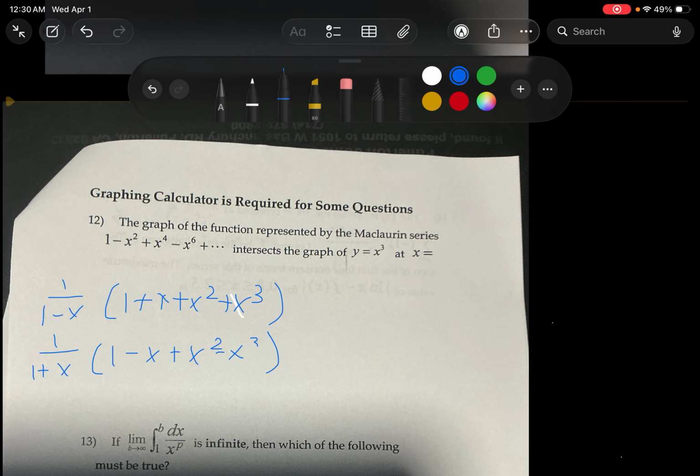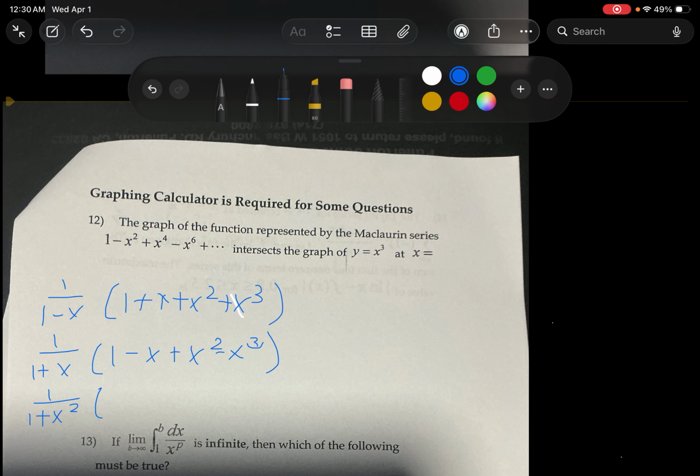And then now, we're not multiplying by x squared. Why? Because this would have been an x squared if you multiplied it. That looks very messy. My bad. 1 over 1 plus x squared.